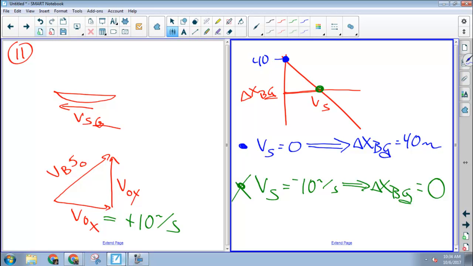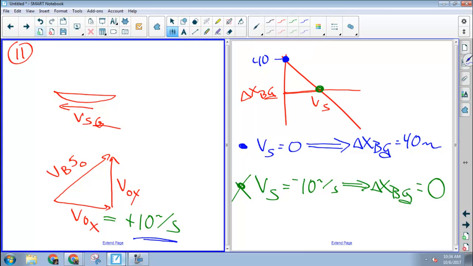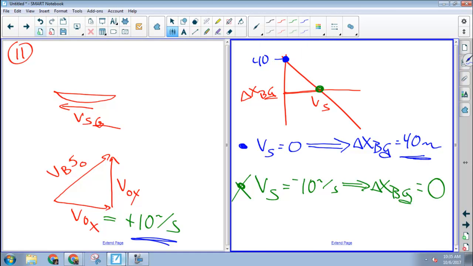But how can you find the 4 seconds number? Well, what I know is it's moving horizontally at 10 meters a second. And if the sled isn't moving, then it's going to go 40 meters. So how long would it take at 10 meters a second to go 40 meters? 4 seconds, right? Does that make sense? It's not obvious. This is complicated. But does that make sense, you guys?